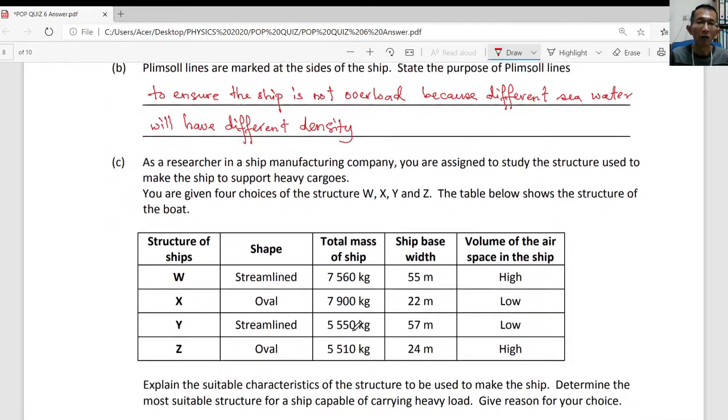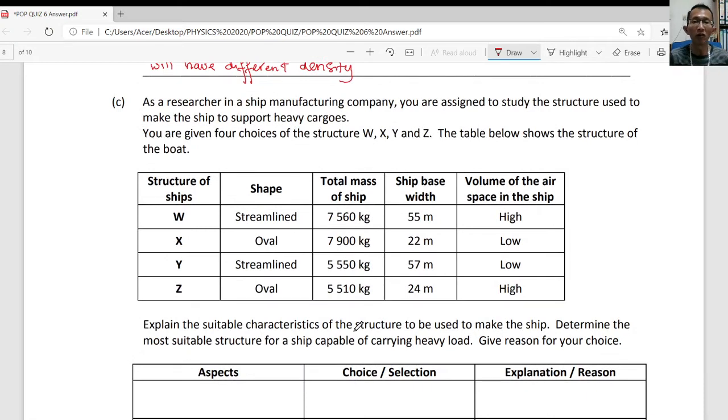C. A researcher in a ship manufacturing company. You are assigned to study the structure used to make the ship to support heavy cargoes. You are given 4 choices of structure: W, X, Y, and Z. The table below shows the structure of the boat. Explain the suitable characteristic of the structure to be used to make the ship. Determine the most suitable structure for a ship capable of carrying heavy load. Give reason for your choice.